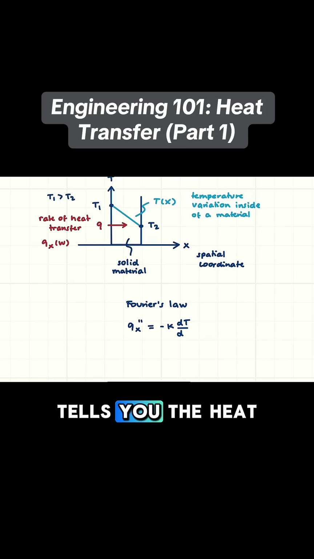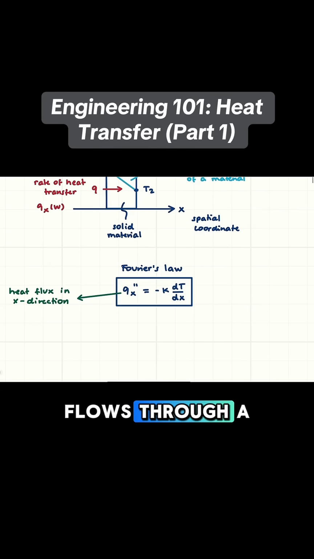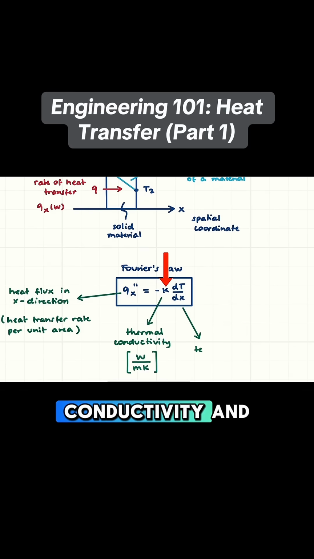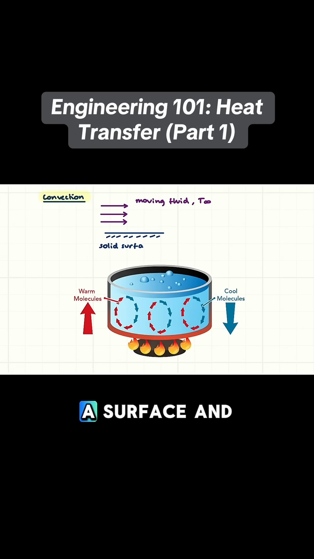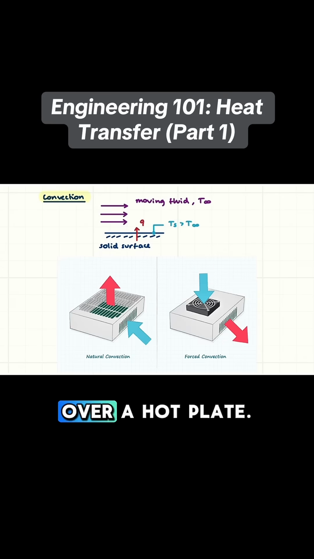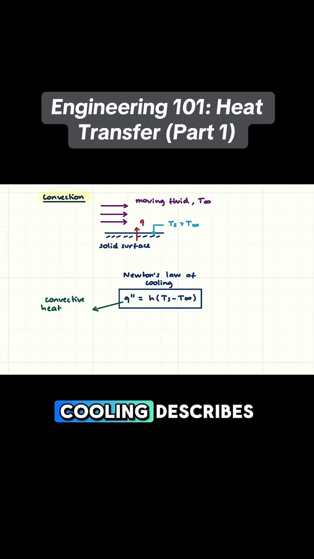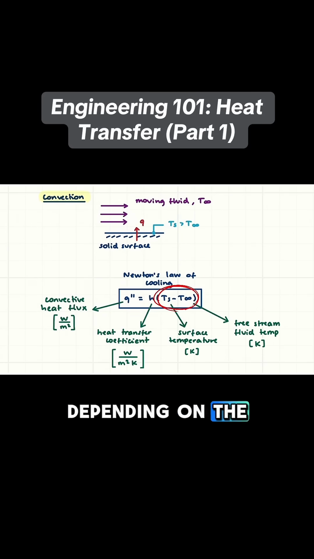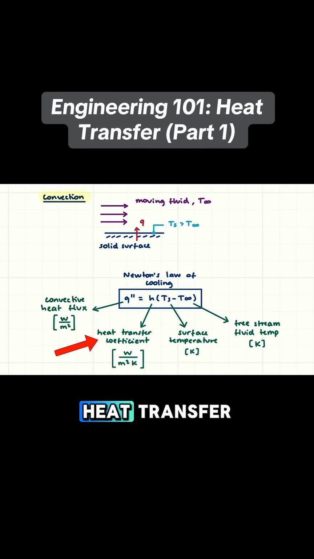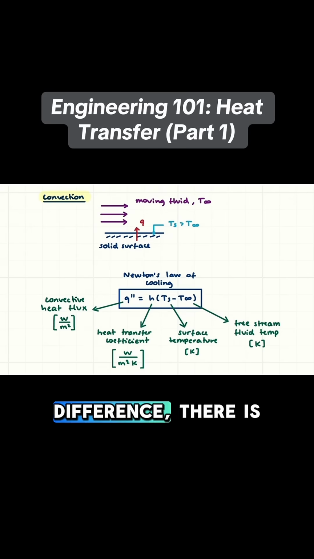It tells you the heat flux, or how much heat flows through a material, depending on its thermal conductivity and the temperature gradient. Convection is different. This is heat transfer between a surface and a moving fluid, like air blowing over a hot plate. Newton's law of cooling describes it. It basically tells you how fast heat leaves the surface, depending on the temperature difference and a heat transfer coefficient. If there is no temperature difference, there is no convection.